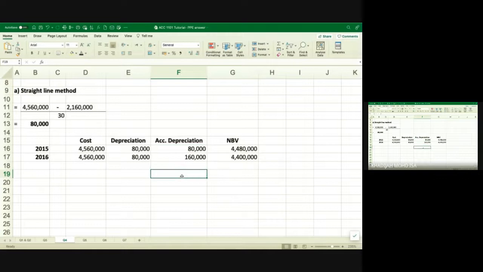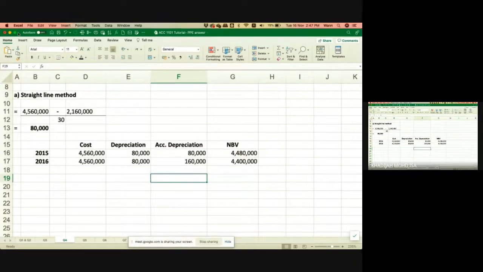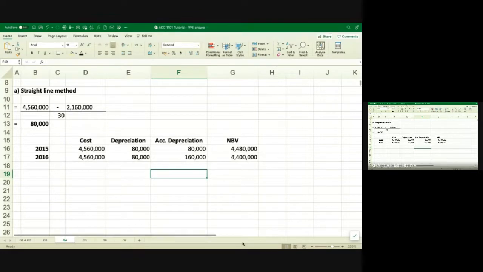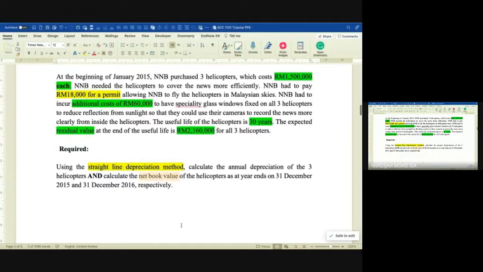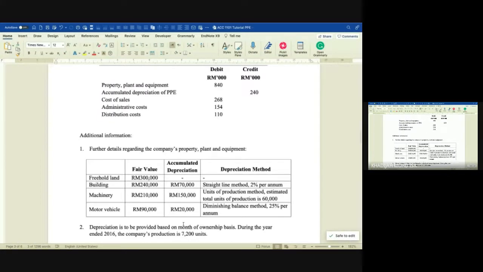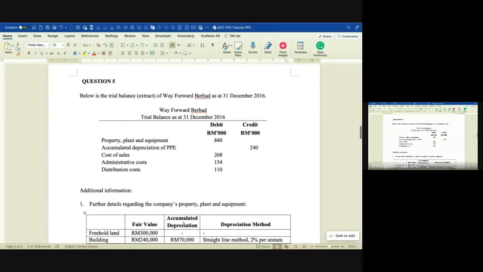Okay, so that's question number 4. Is that okay? What time is it now? 2:47. Okay, let's go to question number 5. Wow. Okay. Get used to this kind of question, yeah. It could be in your midterm.